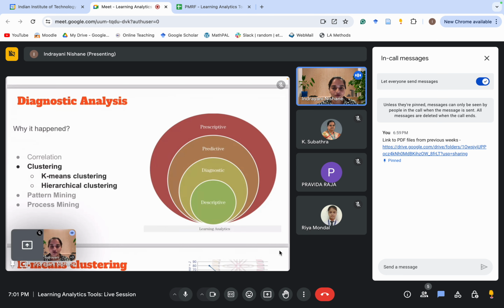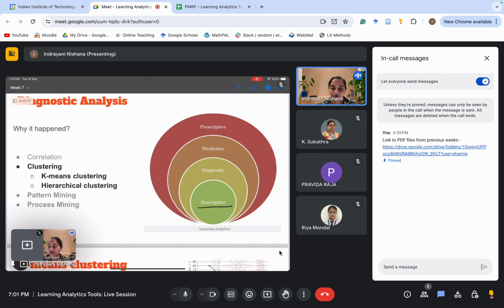Okay, so this is the most important diagram in our course, which is the types of learning analytics and how they are nested or connected with each other. We have seen descriptive analytics, which answers the what question, what our data looks like. And now we are at diagnostic analytics, which helps us find answers to why questions, why certain things are happening in our classroom.